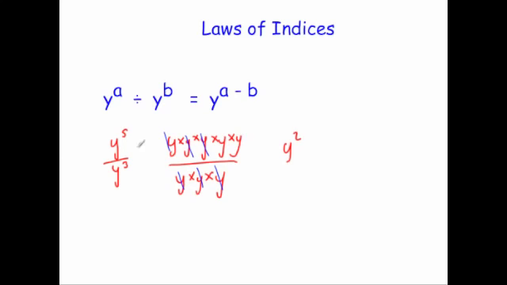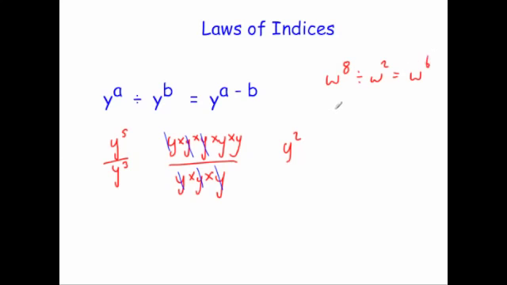So notice that this reinforces the rule, y to the power of a divided by y to the power of b, you take away the powers, so you get y to the power of a minus b. Let's have a look at some examples. So if we had something like w to the power of 8 divided by w to the power of 2, you take away the powers, so 8 take away 2 is 6, so it's w to the power of 6.